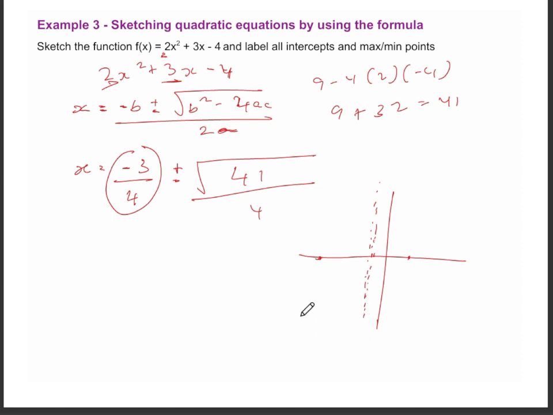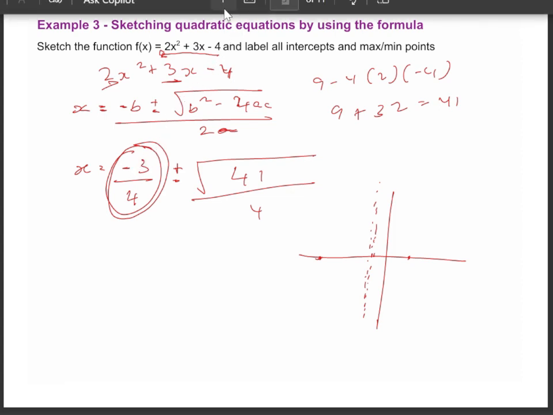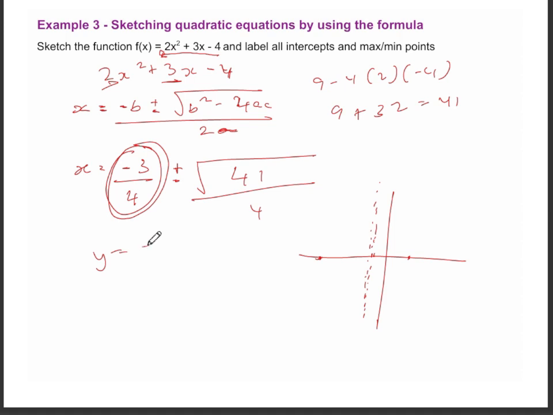Obviously, we need the y value for that. And for that, we need to take the x-coordinate of your vertex and put it into our quadratic equation. And we would end up with y equals negative 41 over 8 after we put this negative 3 over 4 into the quadratic equation. Therefore, the vertex is going to be somewhere down here. Okay, and we see that the way it goes is something like this. And that's going to be our sketch. Basically, it goes on forever.